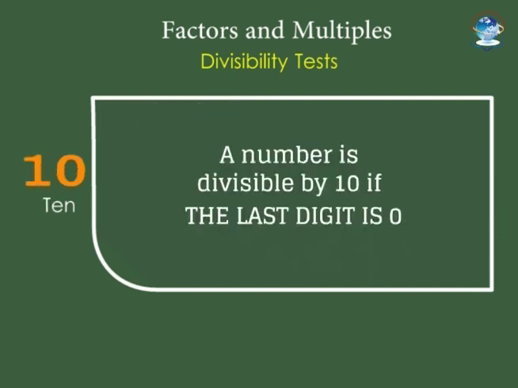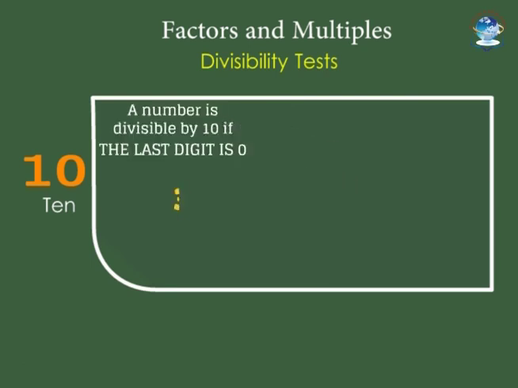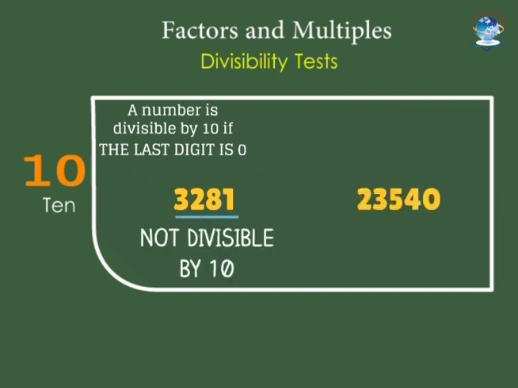A number is divisible by 10 if the last digit is 0. 3,281 is not divisible by 10, but 23,540 is divisible by 10.